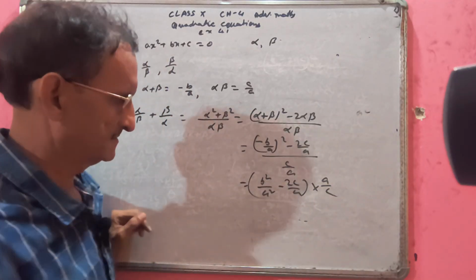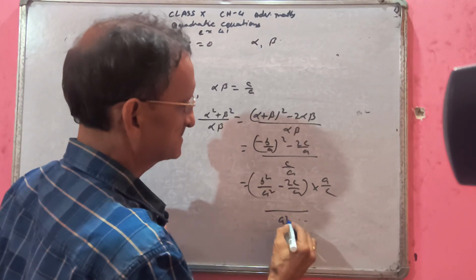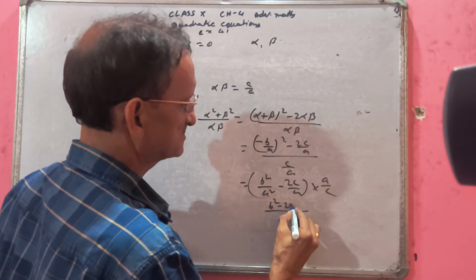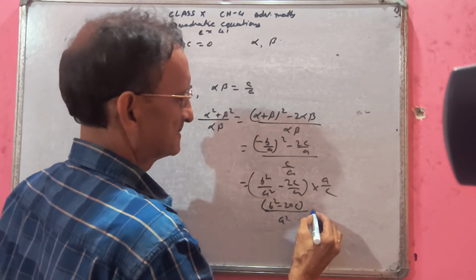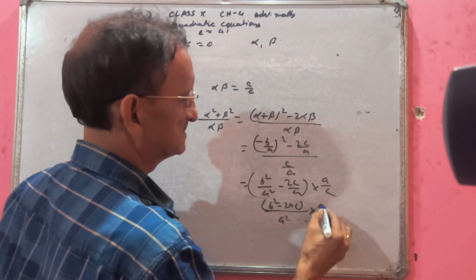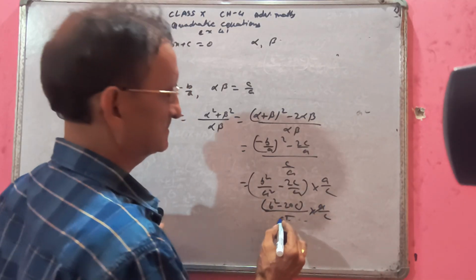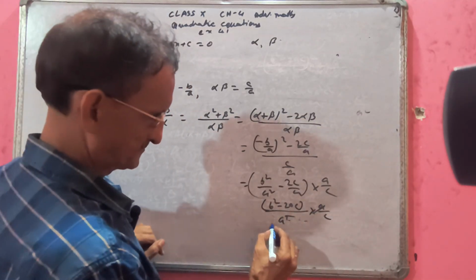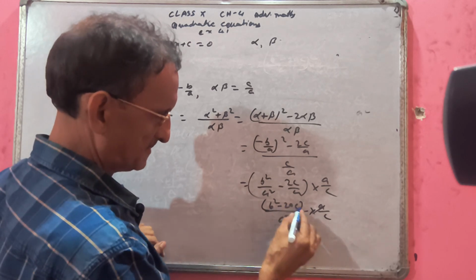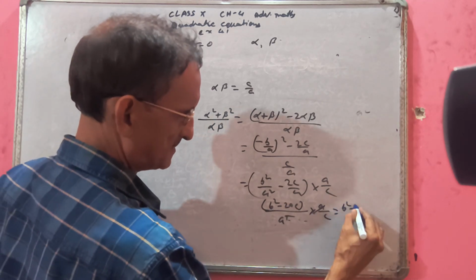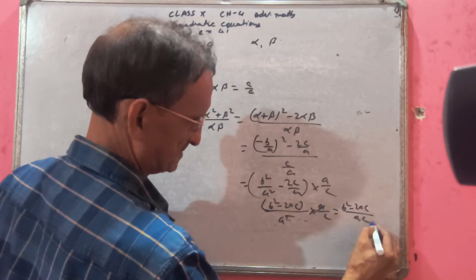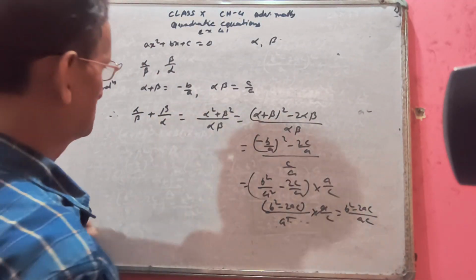So simplification is there: b square by a square minus twice c by a, into, we will write, it will be a by c. So take the LCM a square, what you will get? b square minus twice ac, into a by c. So this is to cancel, so we will get what? b square minus twice ac by ac. This is sum of roots.